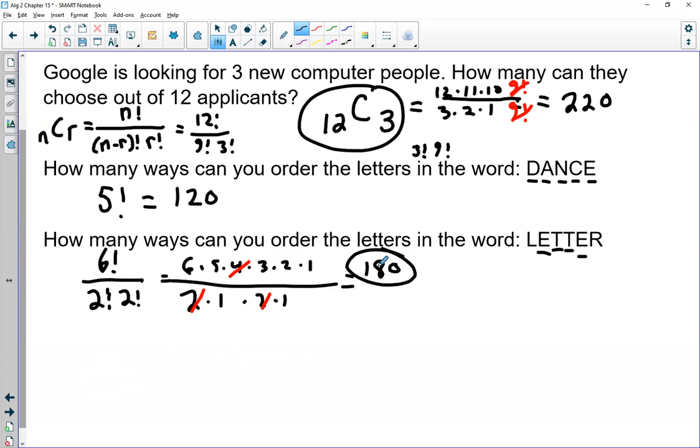Why didn't you do 6 times 5 times 3 times 2 times... But I'm not going to write them out because there's 180 versions. Because you have to count all the way down to 1 when you start at 6 exclamation point. The exclamation point means 6 times 5 times 4 times 3 times 2 times 1.